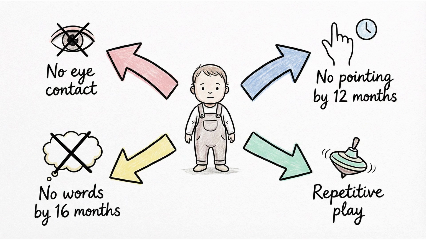As with a lot of things in medicine, early identification is everything. Watch for things like no eye contact, no babbling by 12 months, no pointing or gesturing by 12 months, no single words by 16 months, no two-word phrases by 24 months, and any loss of previously acquired language or social skills at any age. That last one, regression, is a major red flag that warrants immediate referral. Do not wait and see.